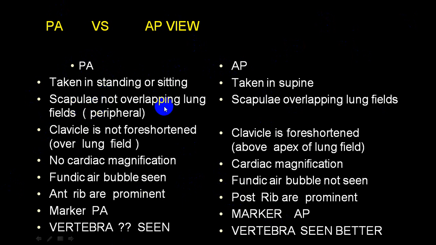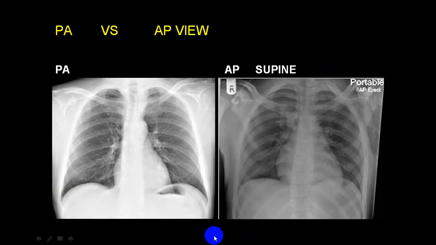So the scapula will be separated out, the clavicle will not interfere, there is no cardiac magnification, the fundus air will be seen clearly, the anterior ribs will be prominent, and a marker will also be present where it will be mentioned PA view. The vertebra will not be seen clearly, while in an AP view the vertebra will be better seen, while all these things will interfere in an AP view.